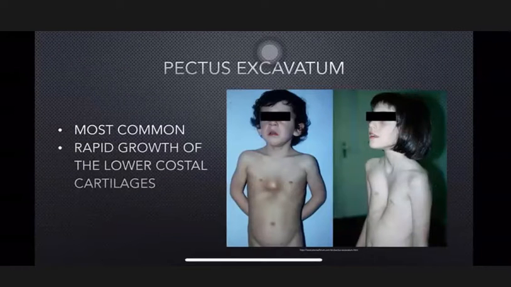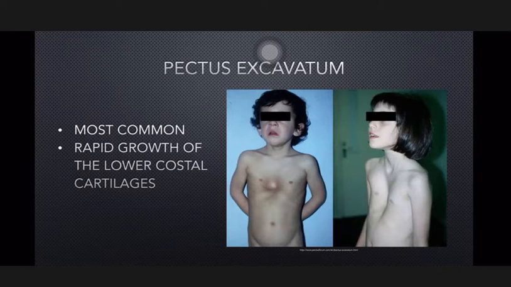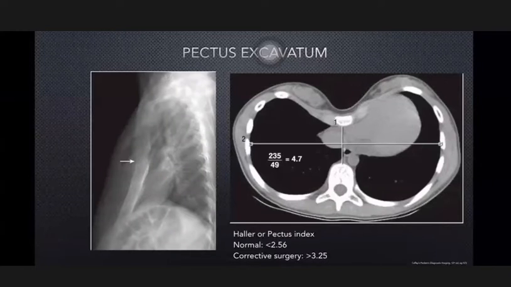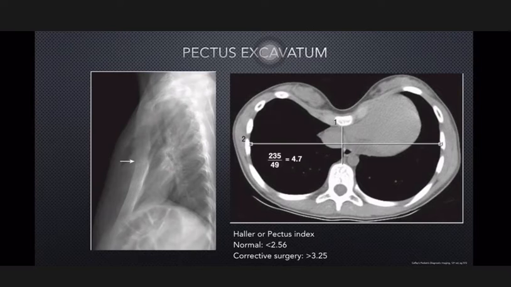So first is pectus excavatum. It is the most common congenital deformity of the sternum, and it is due to misdirected rapid growth of the lower costal cartilages. So this is a pectus excavatum in an 8-year-old girl. The lateral chest radiograph shows the sternal depression, shown by the arrow, causing narrowing of the AP diameter of the thorax. The axial CT image shows severe anterior depression of the sternum that is compressing and displacing the heart.